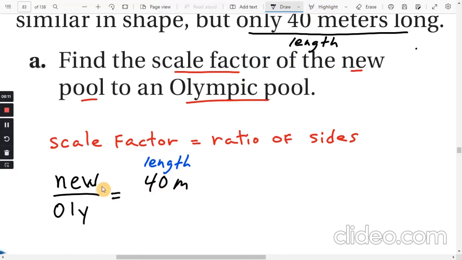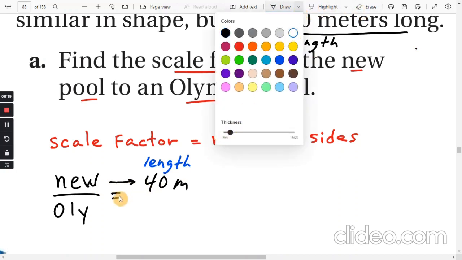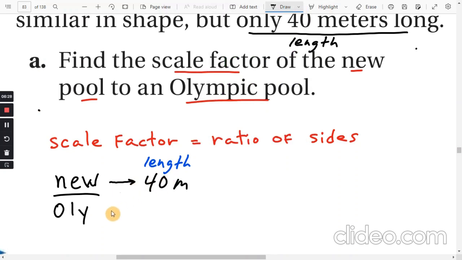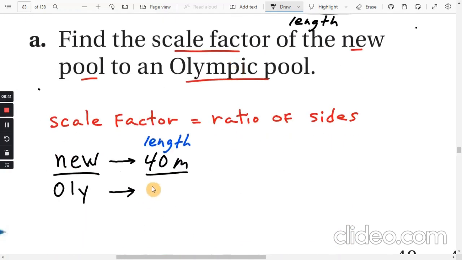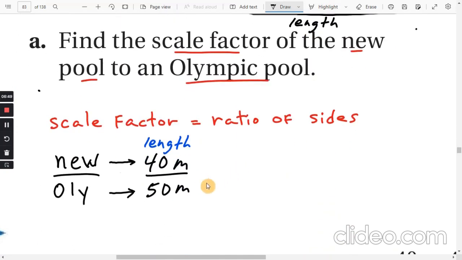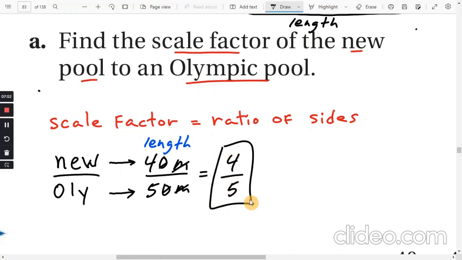All right, so the new pool, the length is 40. I won't even use the equal sign. I don't want to confuse you. All right, the length of the new pool is 40. And the length for the Olympic pool, they said the Olympic pool length is 50. So the length of the Olympic pool is 50. And that was in meters. Okay, so it's just 40 over 50. Meters over meters cancel. Divide the top and bottom by 10, you cancel the 0. And you just have 4/5. So that's your scale factor, 4/5. And that's with the new pool in the numerator.